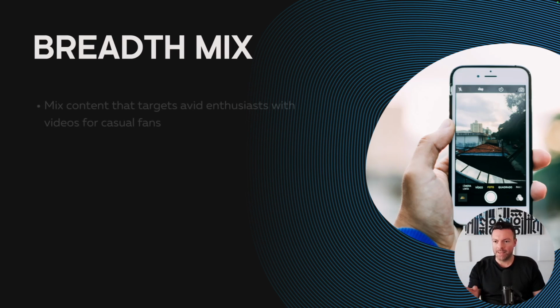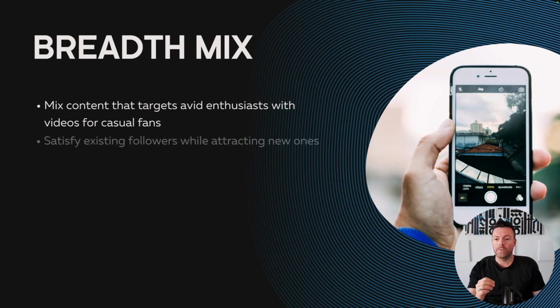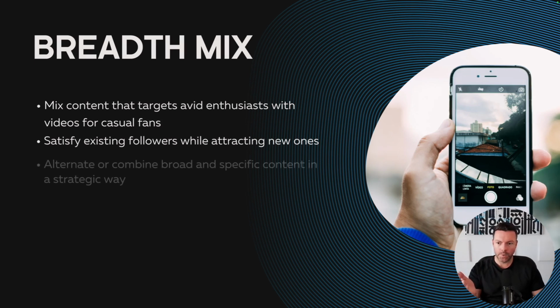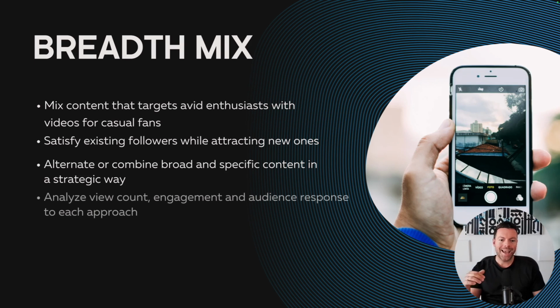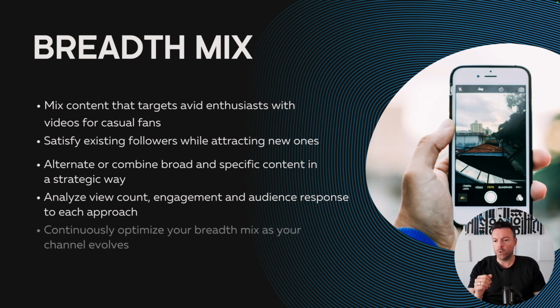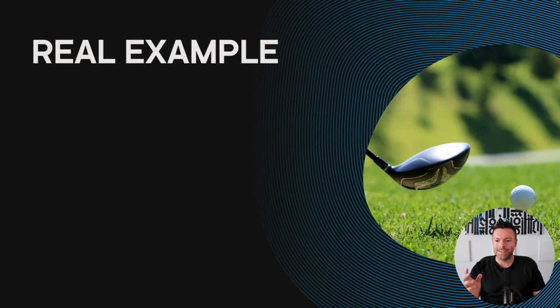Let's talk about breadth mix now. So mix content that targets avid enthusiasts with videos for casual fans. Satisfy existing followers while attracting new ones, right? Because we're trying to grow here. Alternate or combine broad and specific content in a strategic way, and analyze the view count, engagement, and audience response to each approach. You really want to track all this down like in a simple Google Sheet doc, right? And just track down what worked, what didn't for every single video that you post. And continuously optimize your breadth mix as your channel evolves, mixing that really specific, narrow targeted niche angle with the broad as well, and seeing what works best for you.